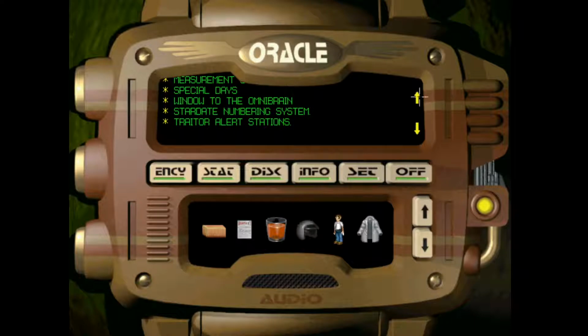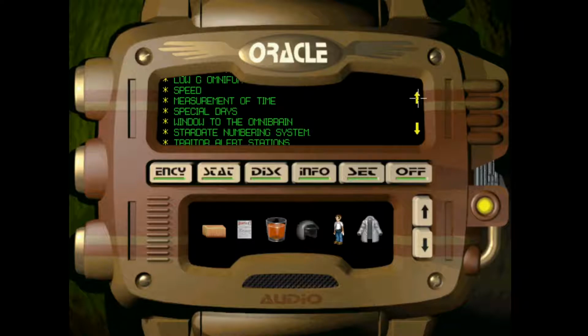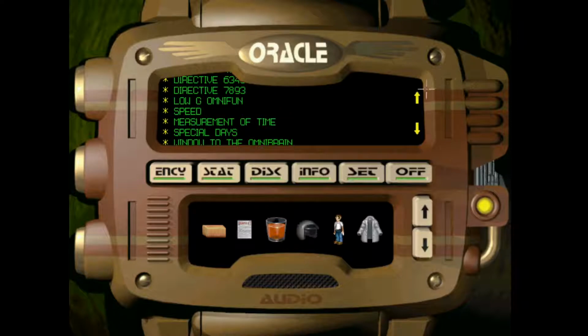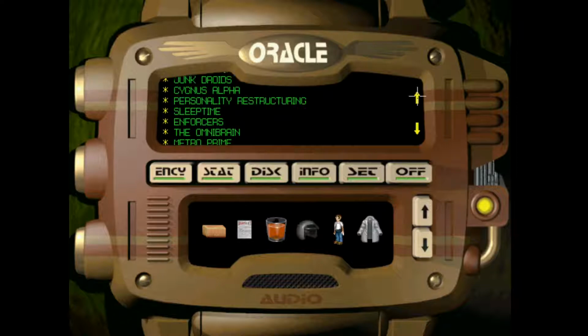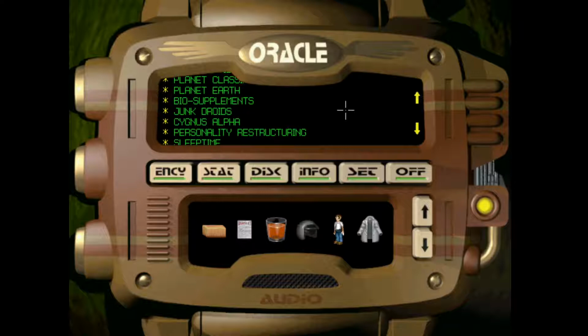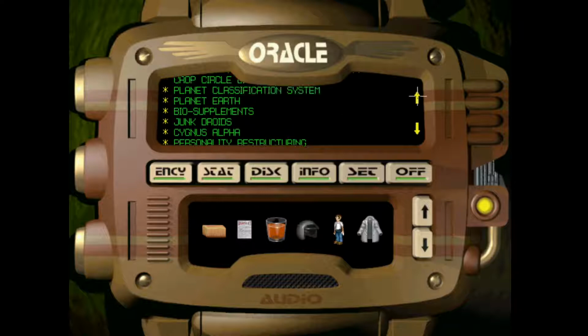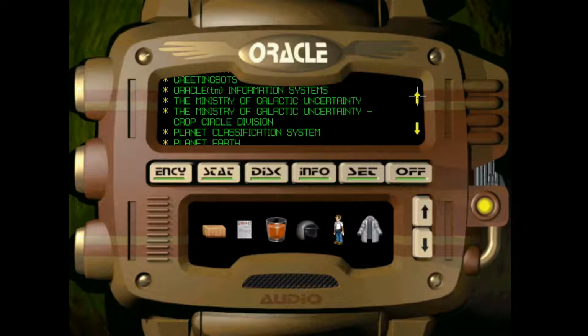I've loaded up our Oracle Encyclopedia again for the start of this episode. It does seem to have filled up with some new entries since last time. I don't remember Logi Omnifun being in, for example, on the last play. So I think this is just going to get longer and longer to work our way through as we play more of the game. But don't worry, I will take that time out for us. I wanted to find out more about our job, so let's go for the Ministry of Galactic Uncertainty Crop Circle Division this time.